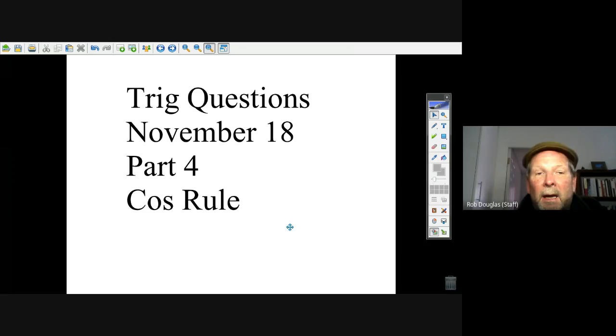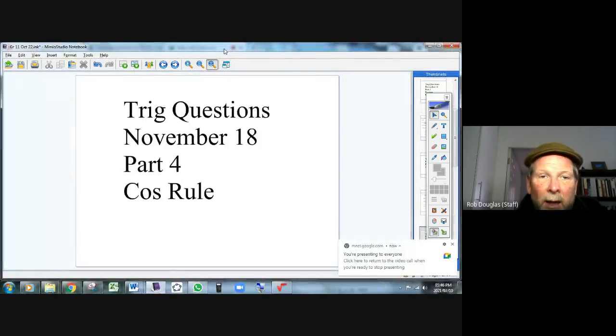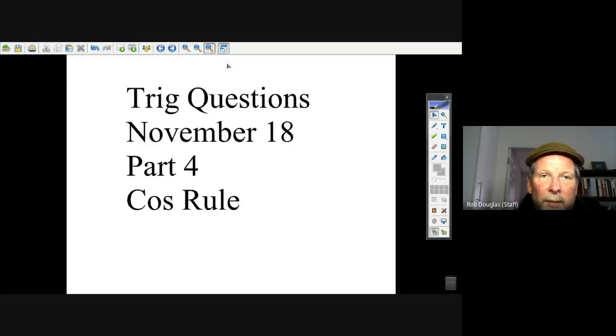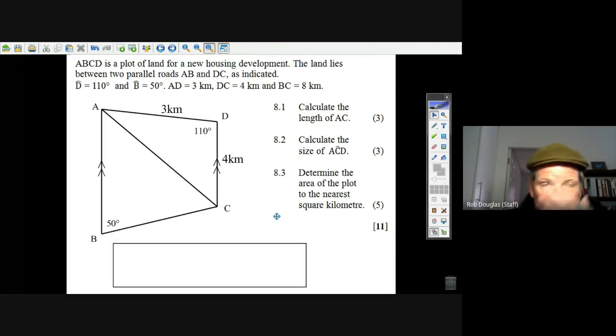Okay, we're going to look at another question from this November 18 paper, and this question deals with the Cos Rule. Let's just take a look at it. Okay, here we go. The Cos Rule, here we go.